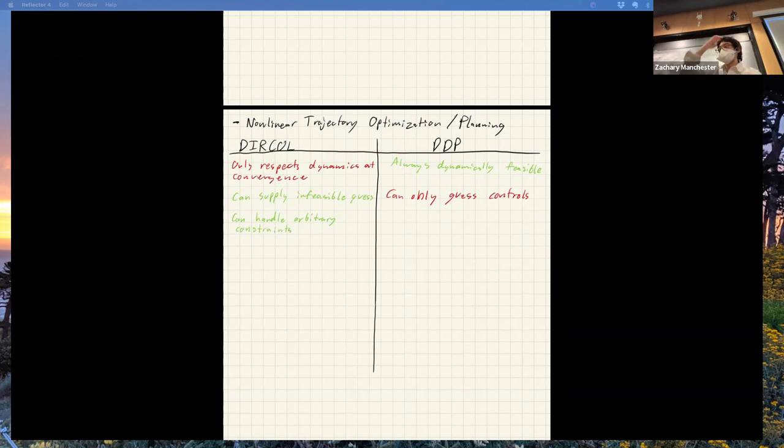Whereas with DDP, you have to do some extra stuff to do constraints. So we talked about this, you can use hacks, like squashing functions on the controls. And you can do penalty things for state constraints, or you can wrap the whole thing in augmented Lagrangian, which is a reasonable thing, but you've got to do something kind of extra. So it's a little more difficult and potentially numerically challenging.